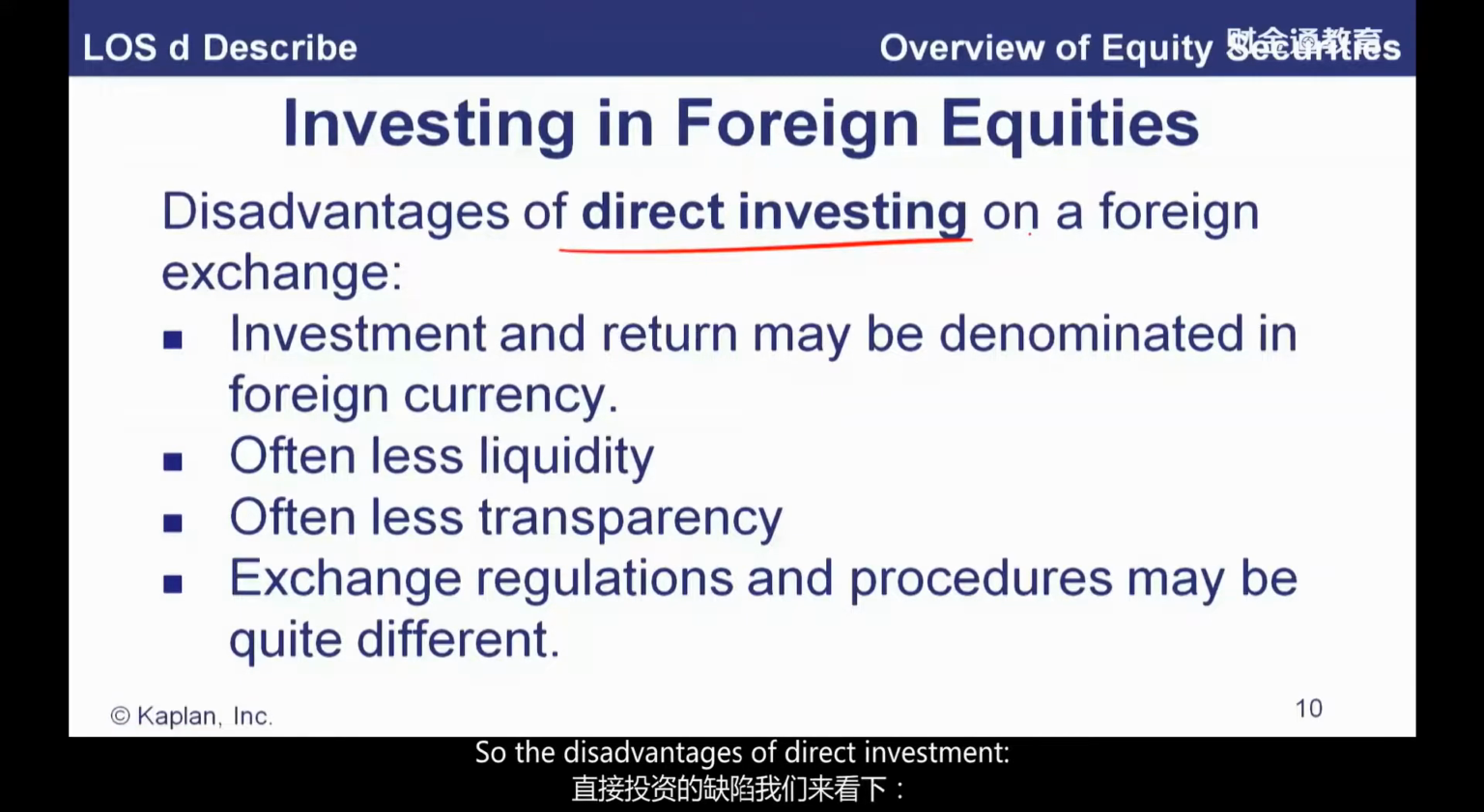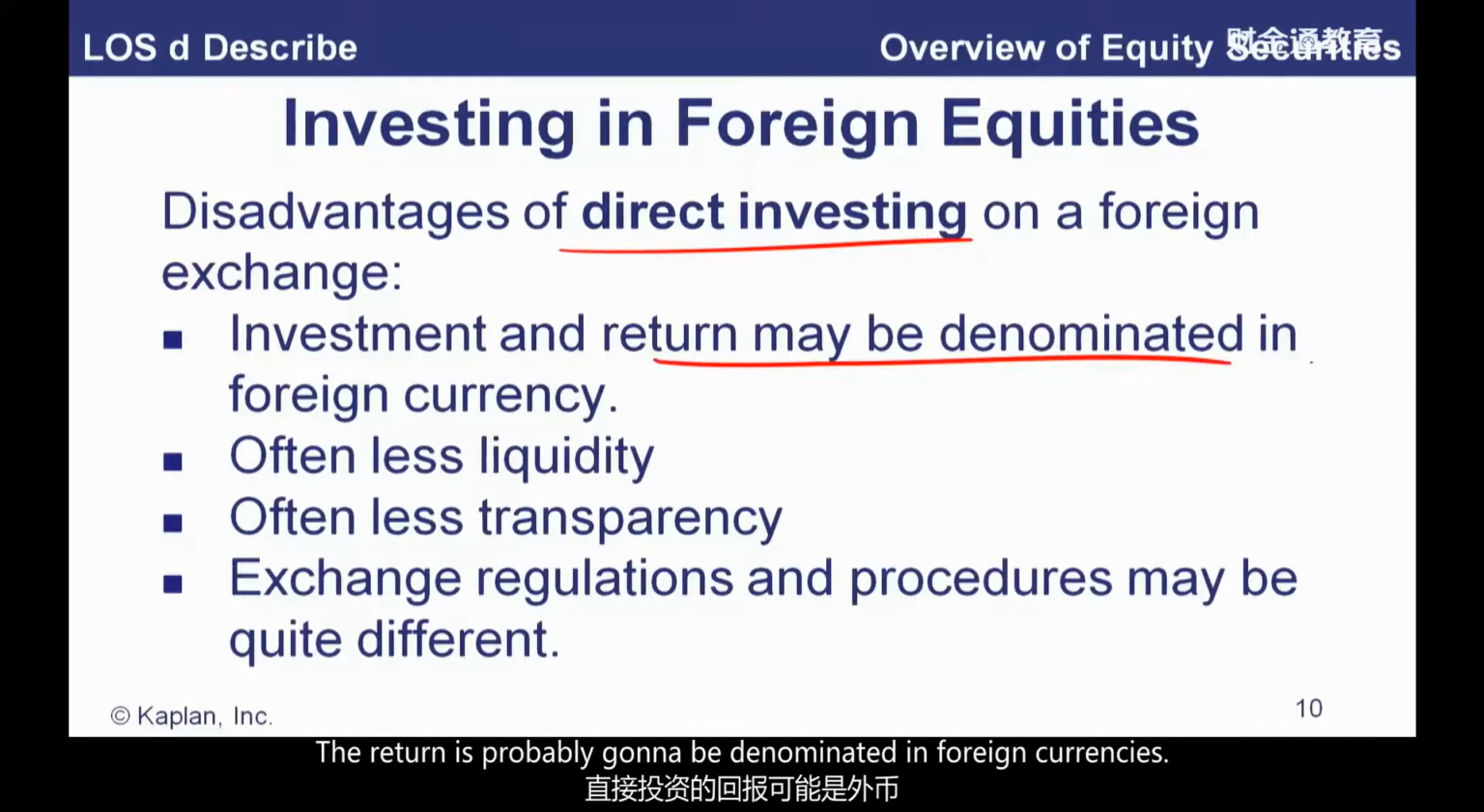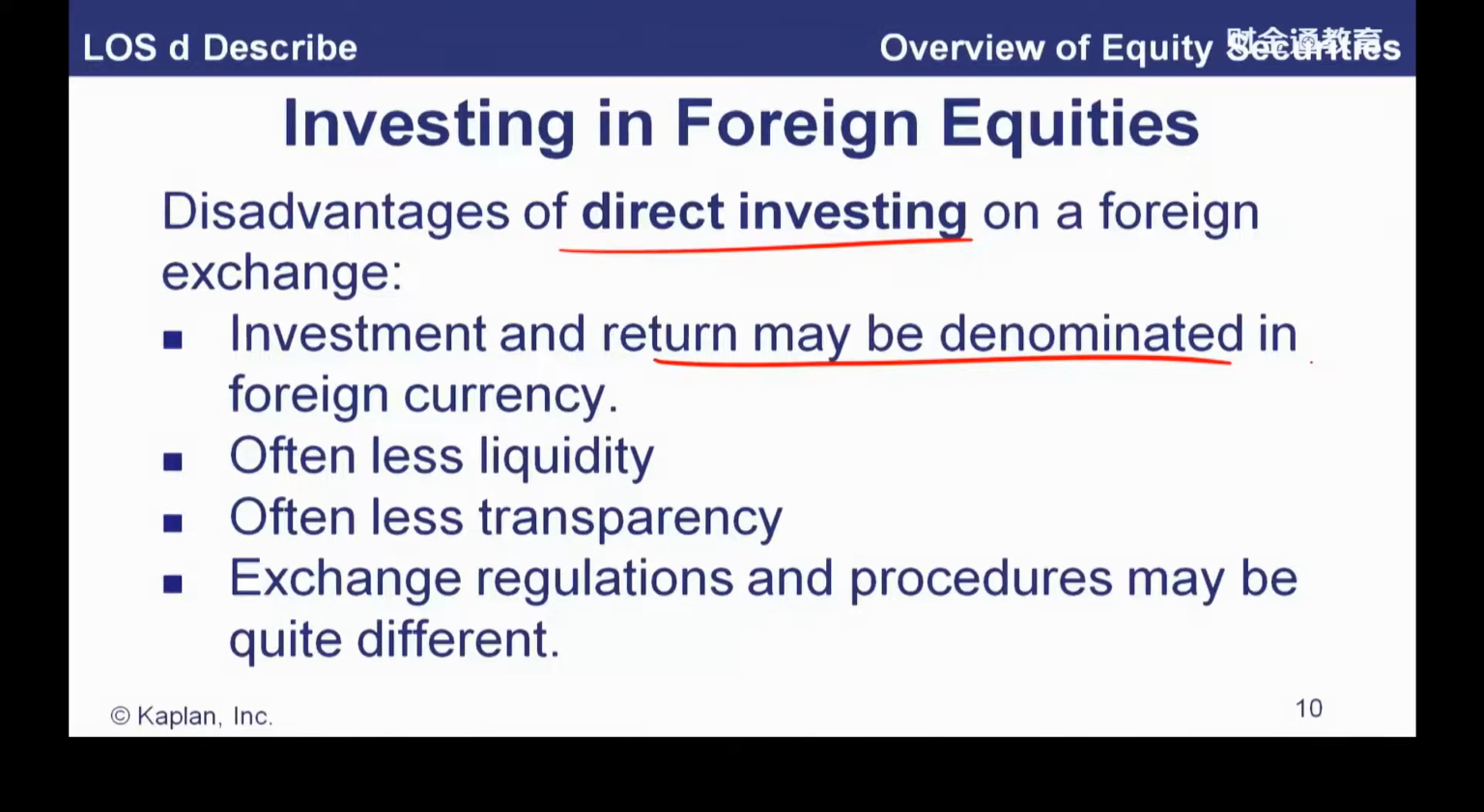So the disadvantages of direct investment. One, the return is probably going to be denominated in a foreign currency. So if you get your return and it's denominated in Thai baht, well, that's great, except you feed your family in euros or you feed your family with US dollars. So you're going to have to deal with the exchange rate risk.